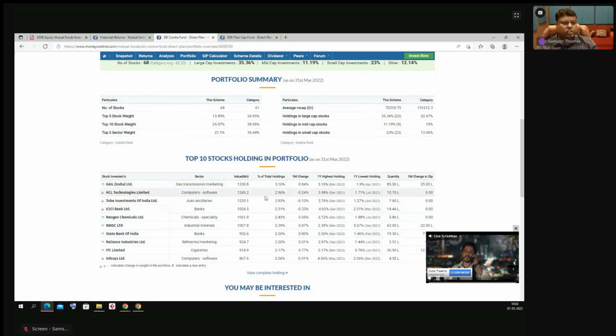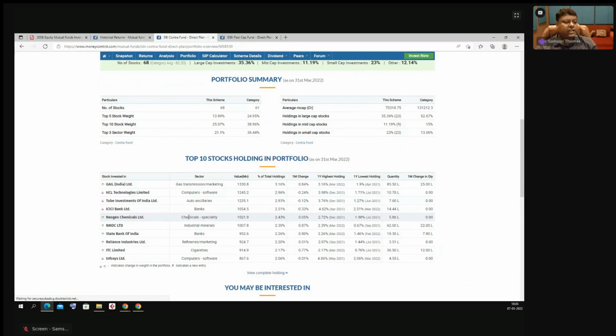Where are they investing? The top holding is GAIL. And then HCL, Tube Investments, Neogen Chemicals. These are some names that you may not have heard of, right? NMDC. So there are a lot of PSUs in this. GAIL, and then NMDC, State Bank, and then ITC, a very defensive stock. So these are the top 10 in the portfolio.